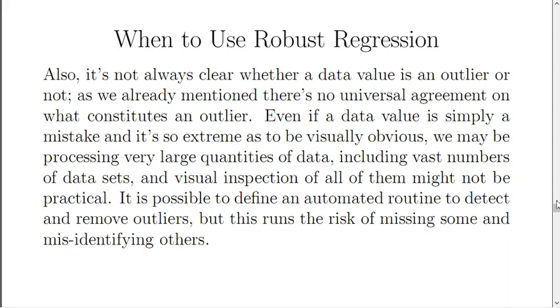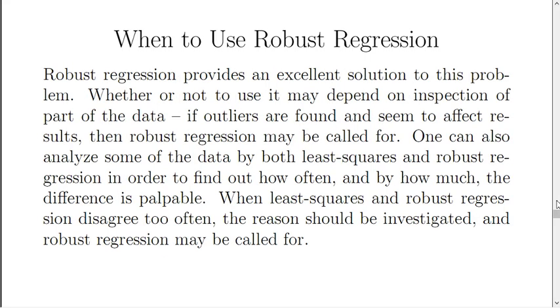Even if a data value is simply a mistake, and it's so extreme as to be visually obvious, we might be processing a very large quantity of data, including vast numbers of data sets. So many that visual inspection of all of them might not be practical. It is possible to define an automated routine to detect and remove outliers, but that runs the risk of missing some and misidentifying some others. Robust regression provides an excellent solution to that problem.